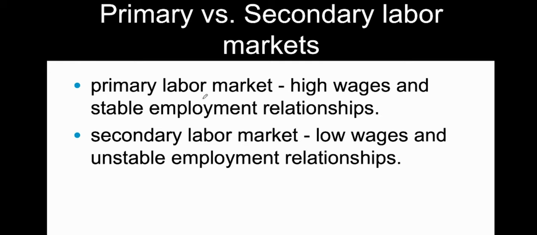For example, we call it the primary labor market, referring to high wages and stable employment relationships. Then we have the secondary labor market, referring to those with low wages and unstable employment relationships. So you can think about examples of this.